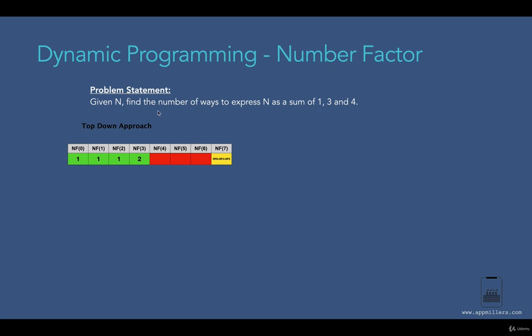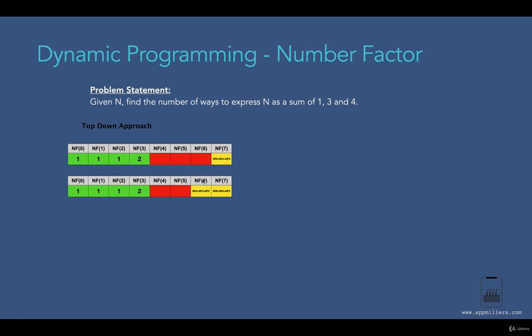In the next step we need to find the value of 7. We know that for the number factor problem of 7, the expression will be: 7 minus 1, 7 minus 3 and 7 minus 4. So we need to find these recursive calls. If you go to these recursive calls, you see that some of them are not calculated. So in the next case we need to find the number factor for 6. For 6, one more time we write the equation like this: 6 minus 1, which is number factor 5, then 6 minus 3, which is number factor 3, then 6 minus 4.